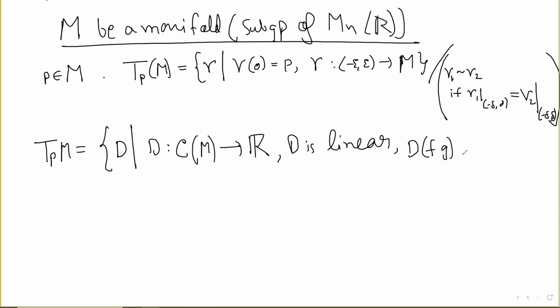So D of fg, since the point is equal to p, is equal to Df times g(p) plus f(p) times Dg. Okay, so this is another definition.